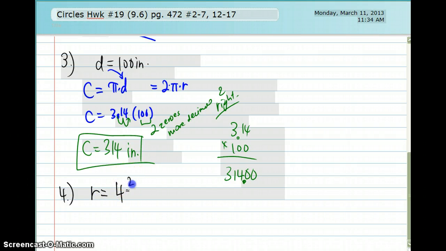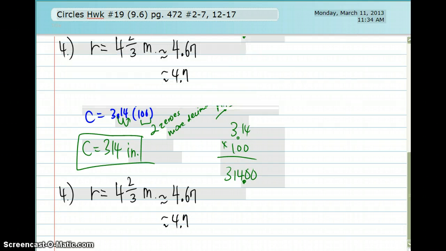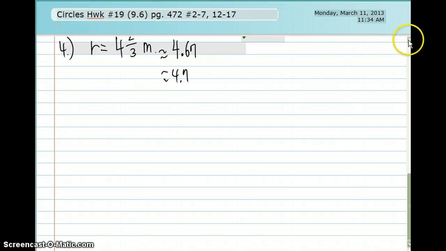I have 4 2/3 of a meter. 4 2/3 of a meter is actually about 4.6, and we have a 6 repeating, so I'm just going to take it to the hundredths place, 4.67. If you chose to do 4.7, that's all right too. Your answer may just not be as accurate as mine might be.